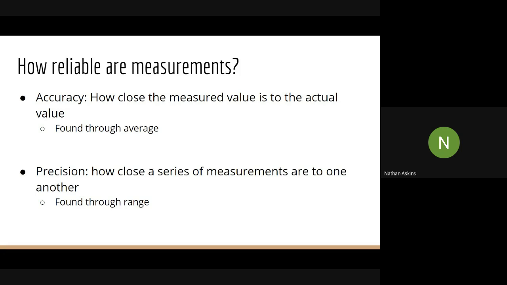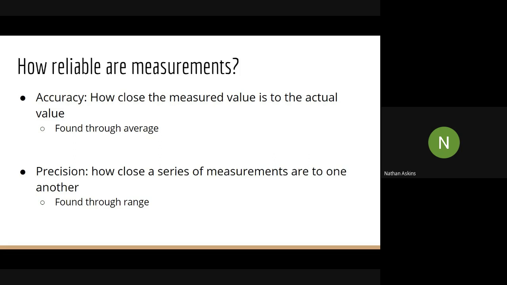All right. So, first thing we're going to look at is going to be accuracy and precision. Our accuracy is going to be how close the measured value is to the actual value. So, our accuracy is going to be comparing our measurements that we get in the lab to our theoretical value from calculations that we should have gotten. This is going to be found through the average. So we're going to find accuracy by finding the average of all of our numbers.